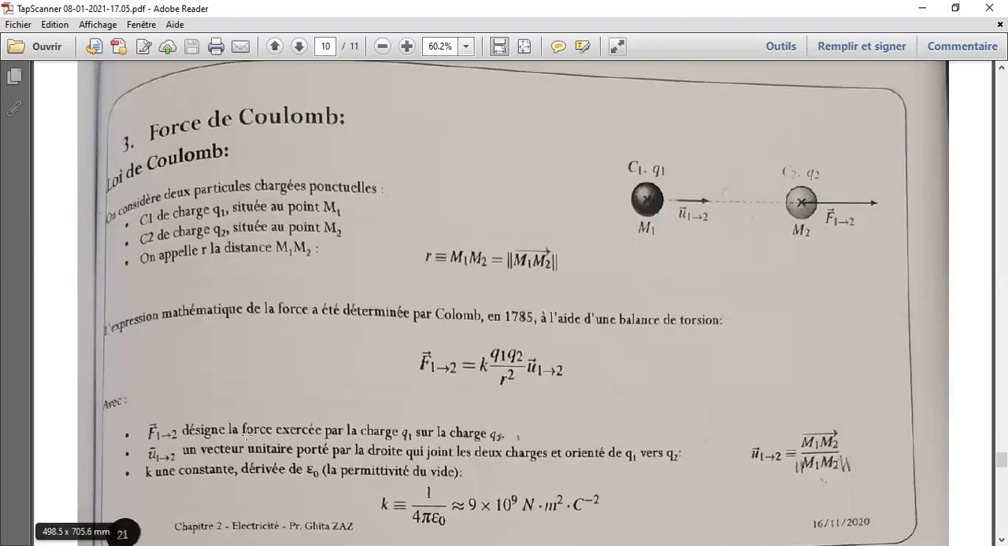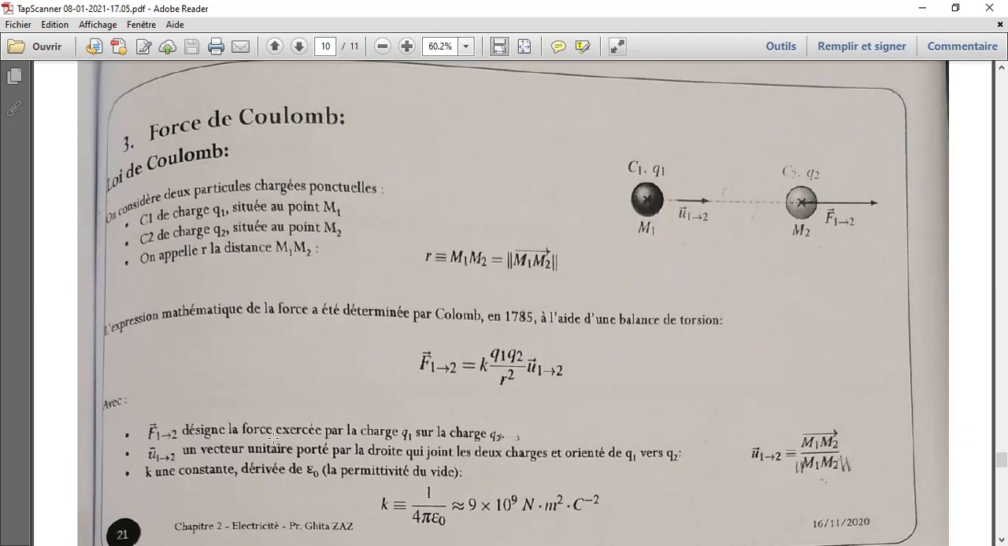As I was explaining, the vector force 1 towards 2 denotes the force exerted by the charge Q1 on the charge Q2. So the force from 1 to 2 defines the force exerted by the charge, or another way to say it, the force Q1 acts on Q2. Q1 is the one causing the force on Q2.